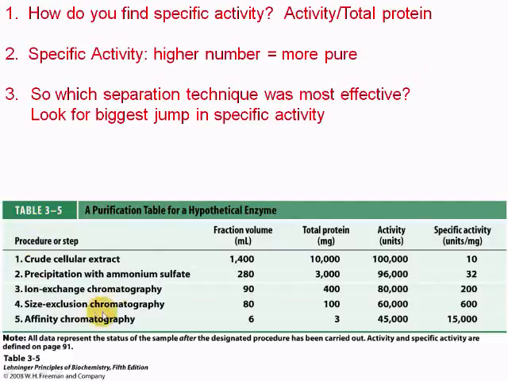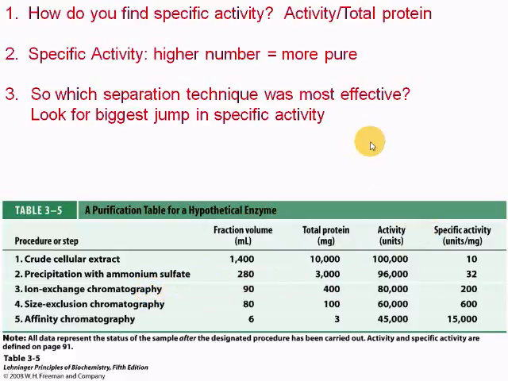Okay, here's a chart. This is a table, and this part is showing the different separation techniques. So we start with a big beaker full of proteins, right here, our crude cellular extract, and then let's say we do ion exchange chromatography. It's going to affect the activity and the specific activity, and our goal is to make it more pure.